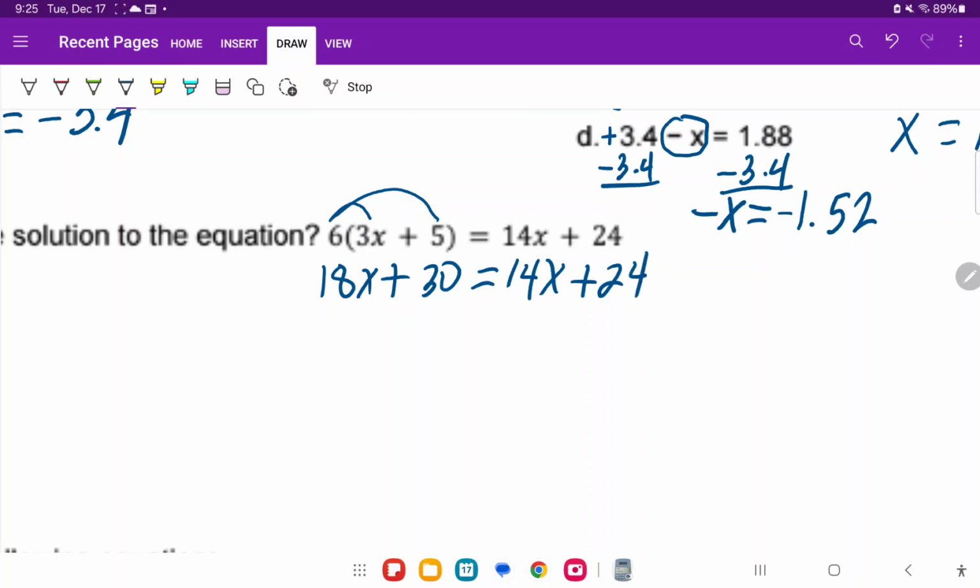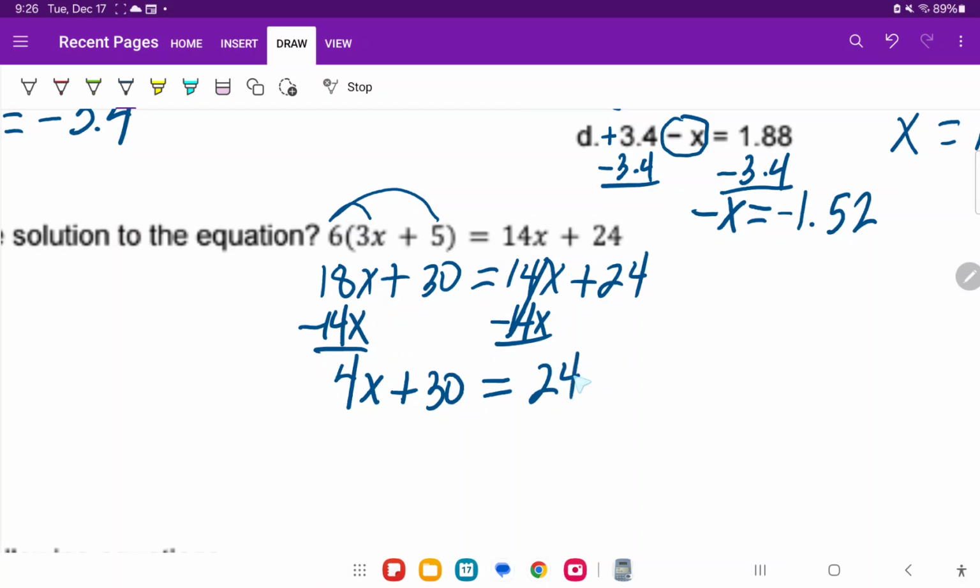Okay, now I need to gather together all of the x terms together. So I need to get this and combine it over there with that one. But I do have this equal sign in between. So I need to remember how to get this across to the other side. Okay, so I do the opposite. So negative 14x. So that's going to leave me with 4x. Bring down the 30. Bring down the equals. This cancels out. And bring down the 24.